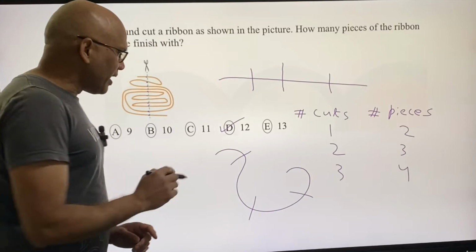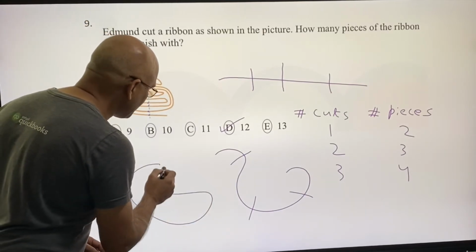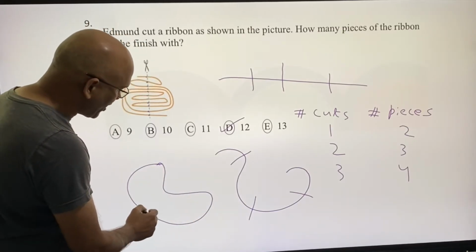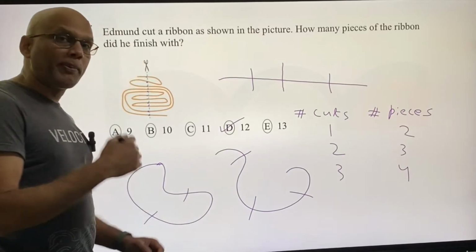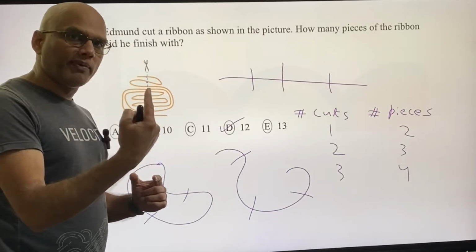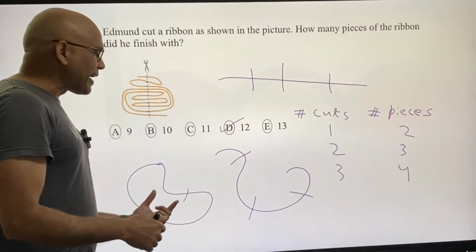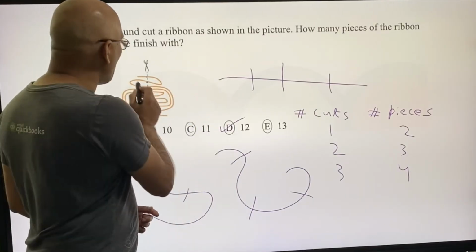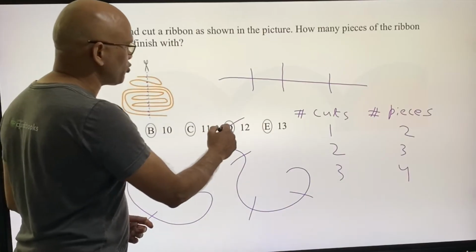One more thing. If the ribbon was a loop, not open-ended, then if you make one cut, you will end up with one piece. If you make 2 cuts, you will end up with 2 pieces. So if it was a closed ribbon, if you make n cuts, you will end up with n pieces. Since this is an open ribbon, if you make 11 cuts, there will be 12 pieces.